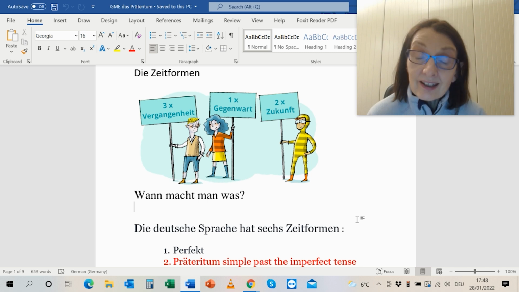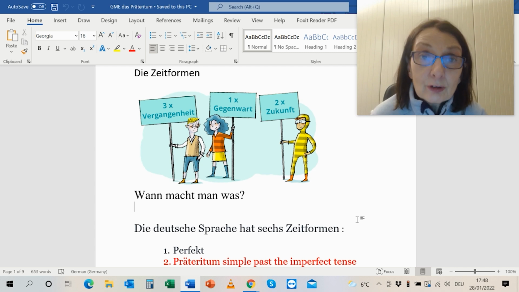Now I'll explain all of this in English. So, today we're going to do the Präteritum. That's the imperfect tense or the simple past. Very important if you want to read books and newspapers and magazines. It's the formal past tense. That's what it really is, the formal past tense.